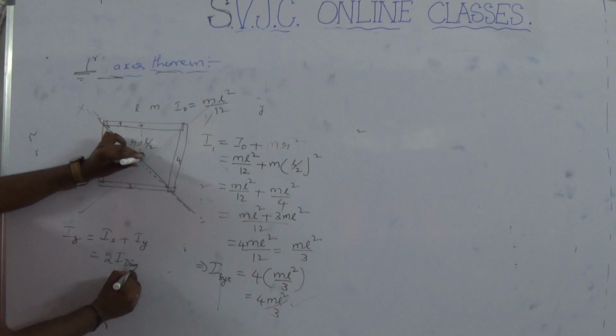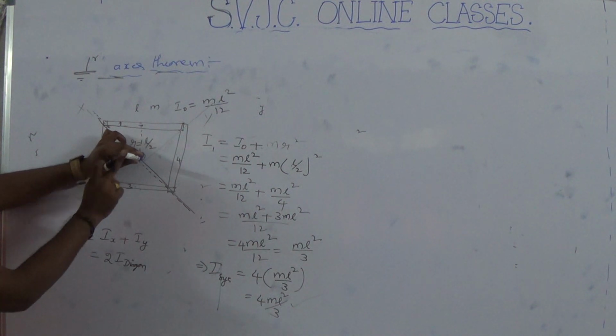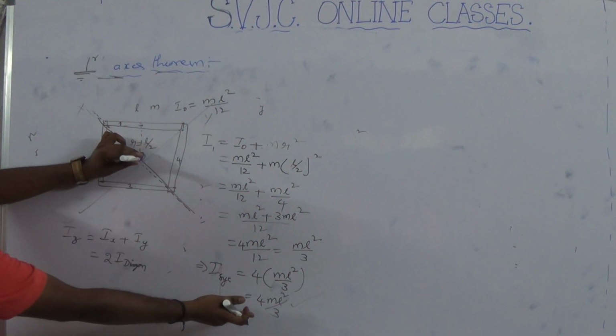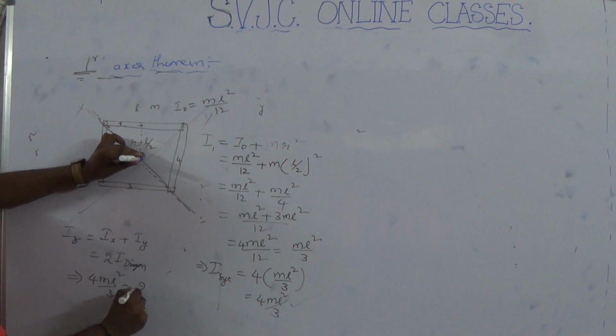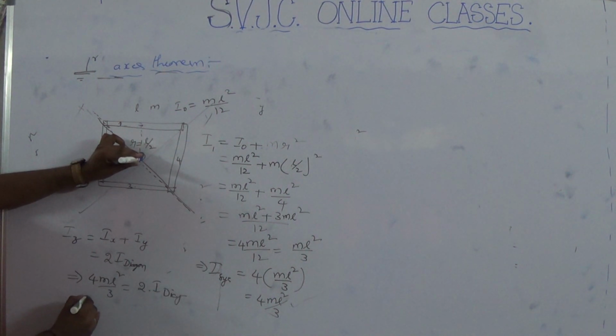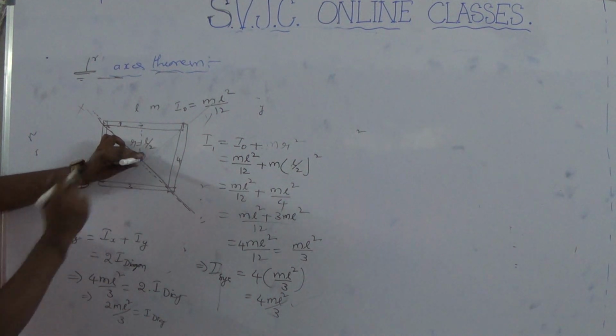Iz means about this axis. That value is here 4 ML square by 3. That equals 2 into I diagonal. So that means we get here 2 ML square by 3 equal to I diagonal. In that way we can calculate the total.